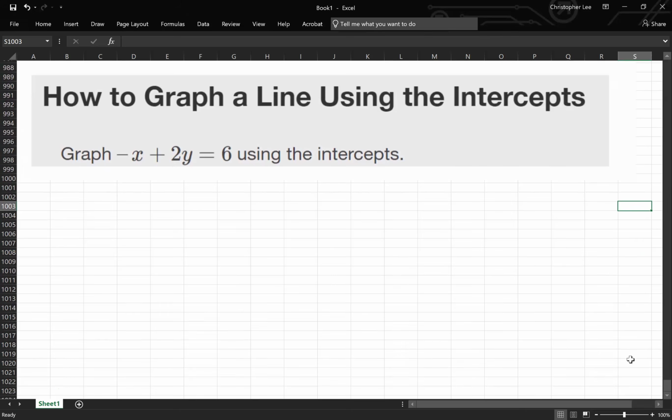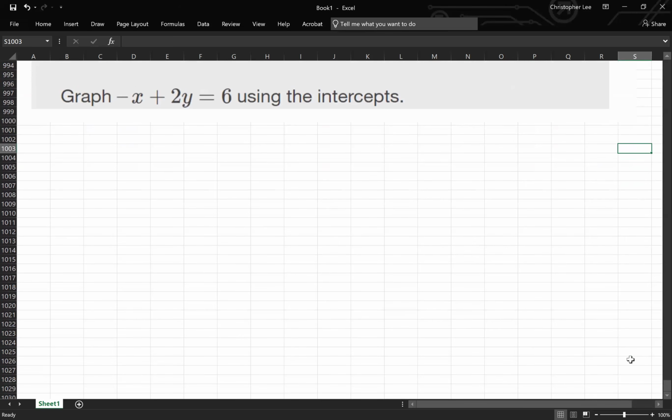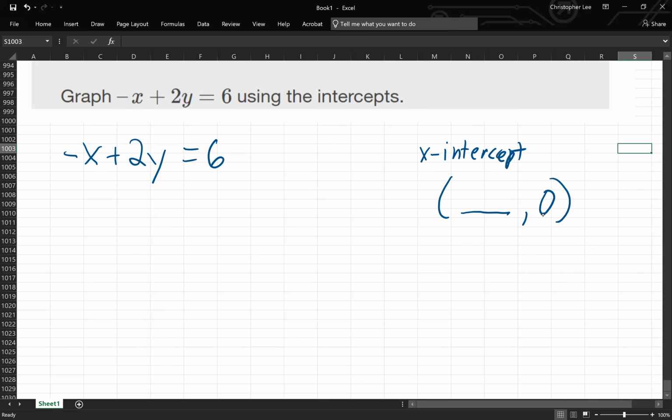Same question as before, right? I want to graph this line, but this time I'm going to use the intercepts to graph the line, all right? So, I have negative x plus 2y is equal to 6, right? So what is my x-intercept? So remember, the x-intercept is where the graph will cross the x-axis when y equals 0, right? So right now I know right off the bat, this is going to be something comma 0.